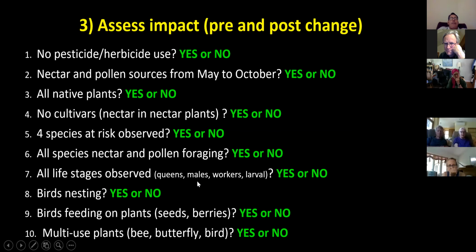Lastly, assessing the impact. So here's a checklist. You go down the list. If you score 10 out of 10, you're doing a great job. A lot of these things you probably are already doing. No pesticides, all native plants. But here's where we run into things.